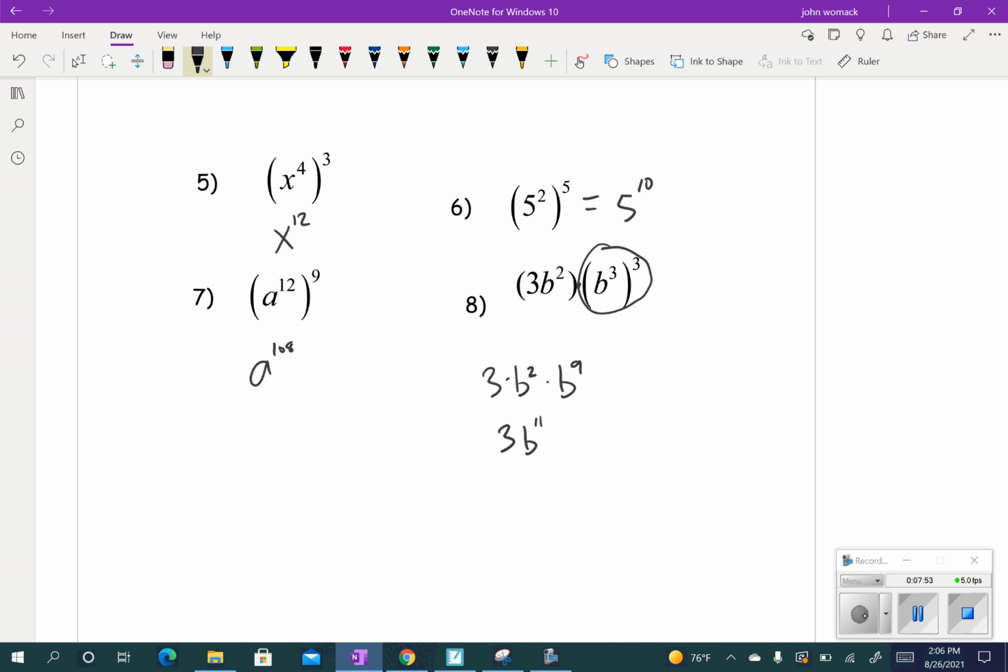All right, so there's our second rule. So first one, if you times things at the same base, add their exponents. That was the first one. Second one, if you have a power raised to a power, you multiply the exponents.